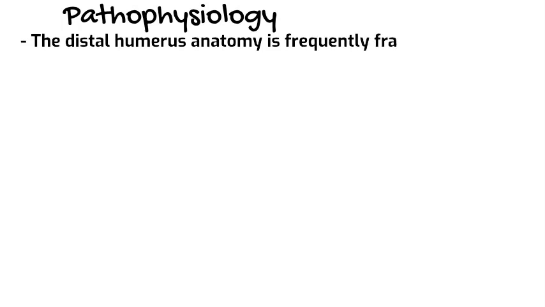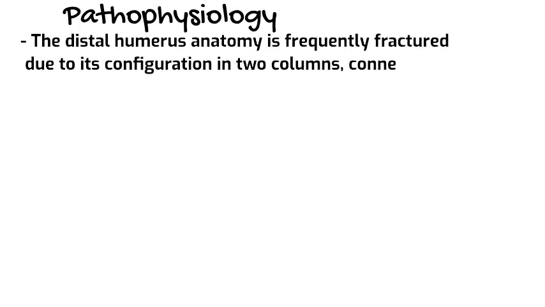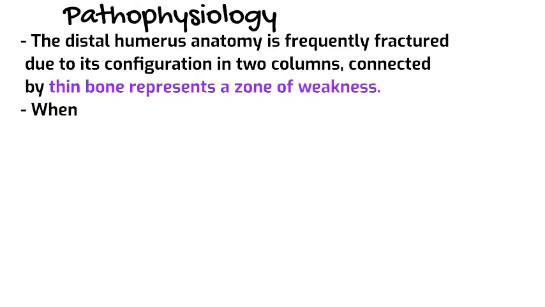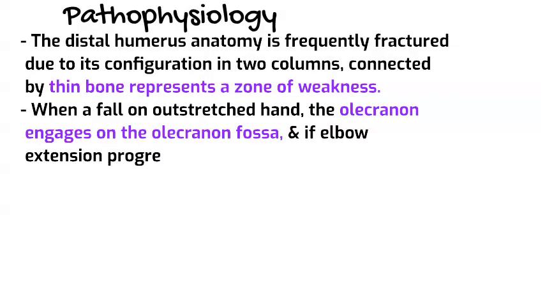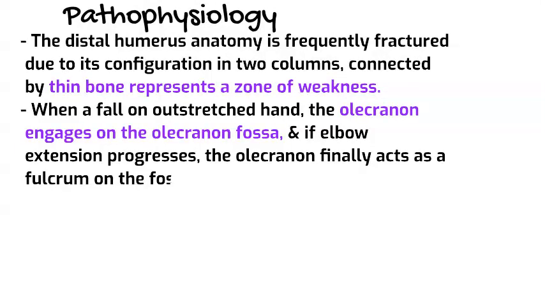Pathophysiology. The distal humerus is frequently fractured due to its configuration in two columns connected by thin bone, which represents a zone of weakness. When falling on an outstretched hand, the olecranon engages in the olecranon fossa, and if elbow extension progresses, the olecranon finally acts as a fulcrum on the fossa.